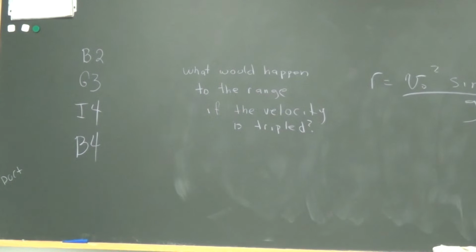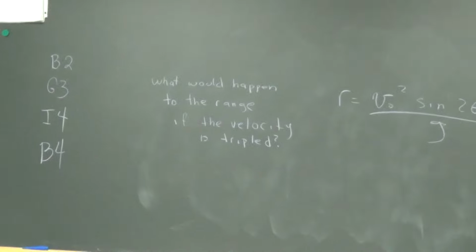All right. New question, same equation. Write it down for study and see if you can reason through this one. What would happen to the range if the velocity is tripled?